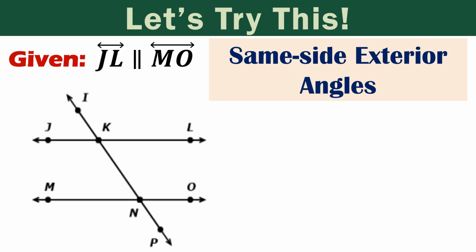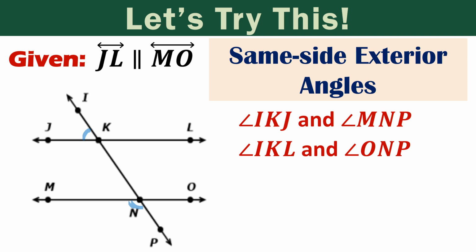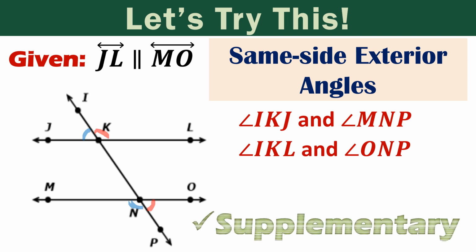Okay? Now, how about same side exterior angles? So, first example, we have IKJ. So, same side exterior. Of course, it will be paired with this, MNP. And next, we have IKL and we have ONP. So, take note that same side exterior angles are supplementary angles.